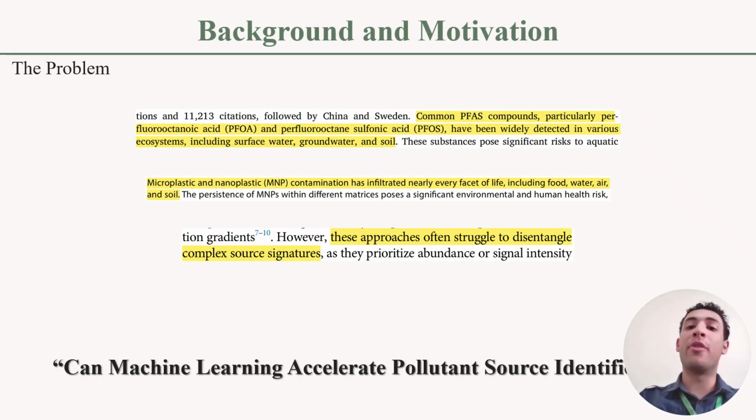Current literature confirms widespread contamination by PFAS, microplastics, and biomass-burning products, while researchers also report difficulties in resolving complex pollutant source signatures. Therefore, this project investigates whether machine learning and molecular descriptors can provide a faster and more intelligent classification strategy.